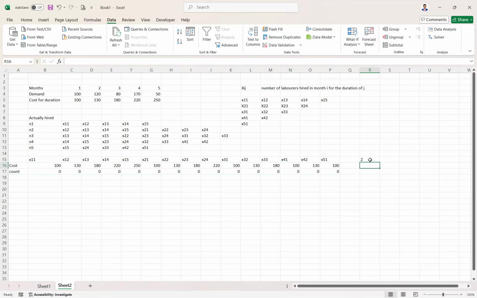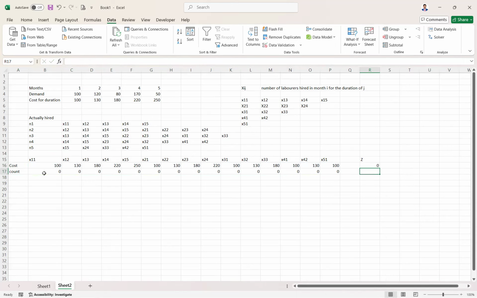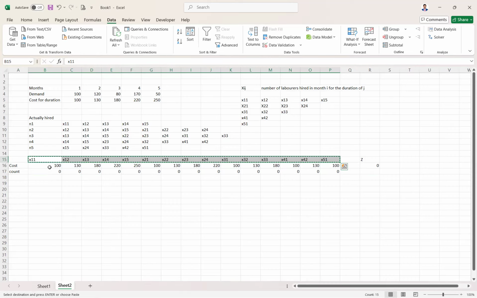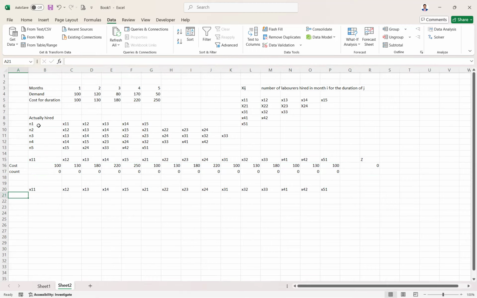Then the optimal cost, which is nothing but the sum product of the cost coefficients and the number of laborers who are employed. So this we have got. Similarly, just copy this, and here we have N1 to N5, which are the laborers employed during those months. LHS, this is greater than or equal to.